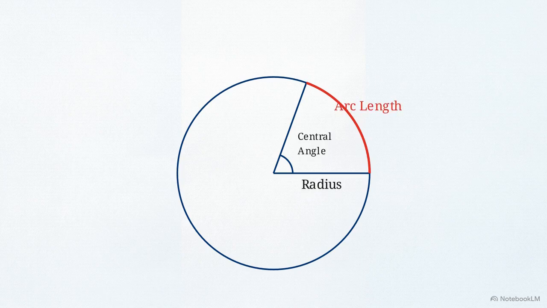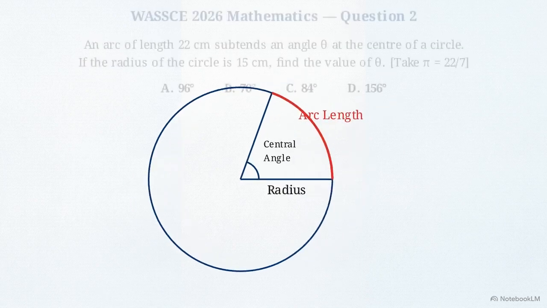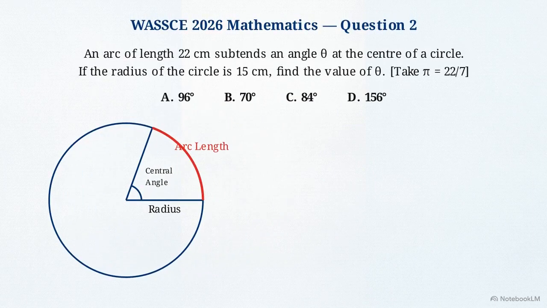Today, we are looking at how to calculate the central angle of a circle when you are given the arc length and the radius. Here is our question. An arc of length 22 centimeters subtends an angle theta at the center of a circle. If the radius of the circle is 15 centimeters, we need to find the value of theta using 22/7 for pi.